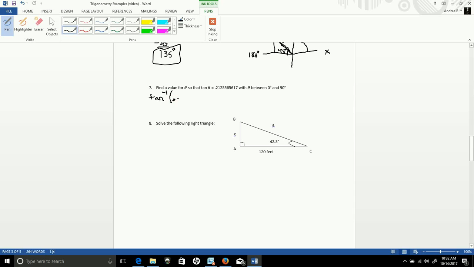And you're going to want to plug in all of the digits of your number, 0.2125565617. Plug all of that into your calculator whenever you're doing your inverse. And once again, for all of these, you want to make sure that your mode is in terms of degrees. Otherwise, you're going to get a different answer for these. So whenever you do that here, you should get 12 degrees for your answer.